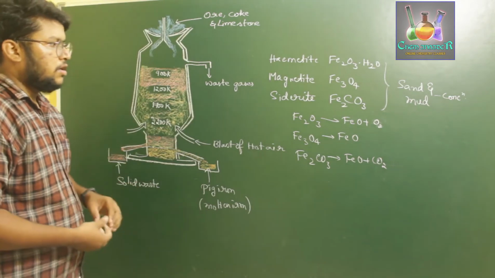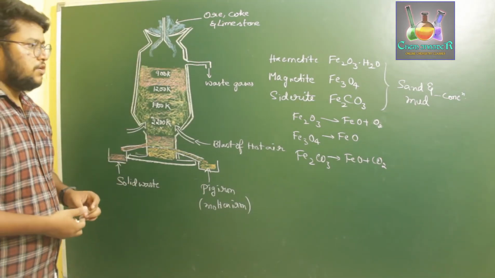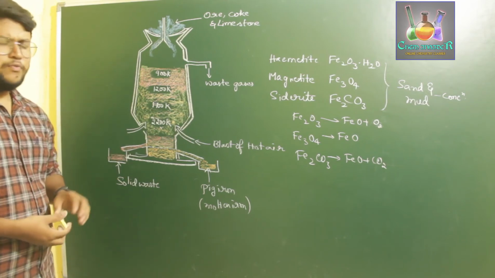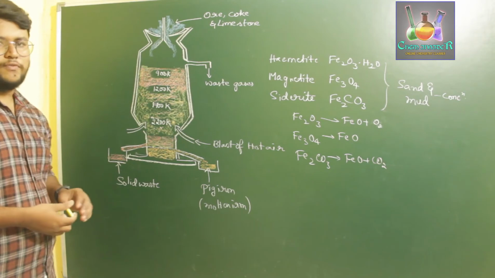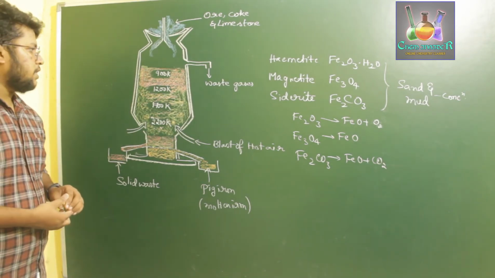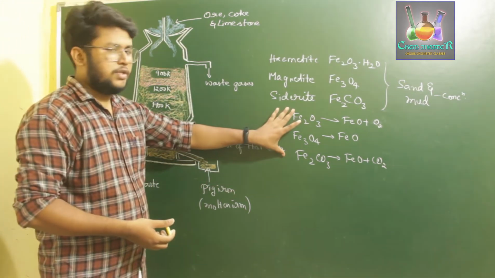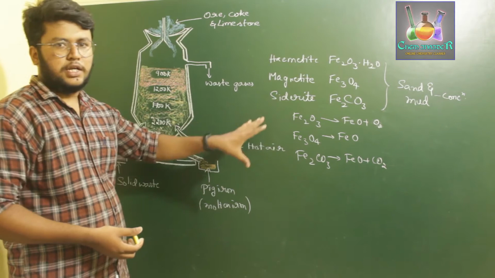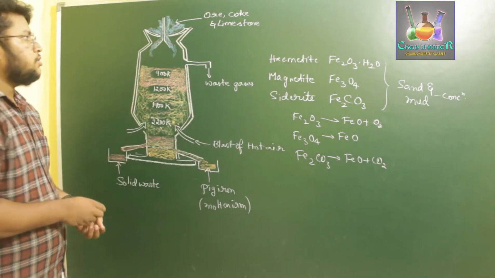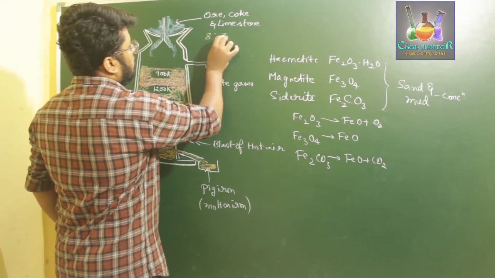Once that is done, we are going to reduce this FeO using our reducing agents. This reduction can be done using a blast furnace. For the extraction of metal from its oxide form, we are going to use a blast furnace. In this blast furnace, we take the finely powdered ore of hematite, magnetite and siderite and combine it with coke and limestone in the ratio of 8:3:1.